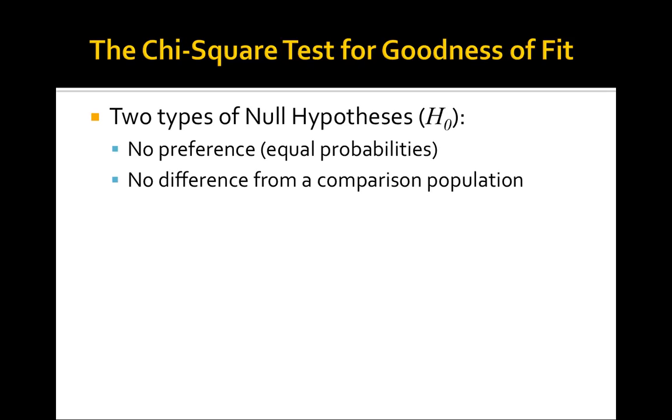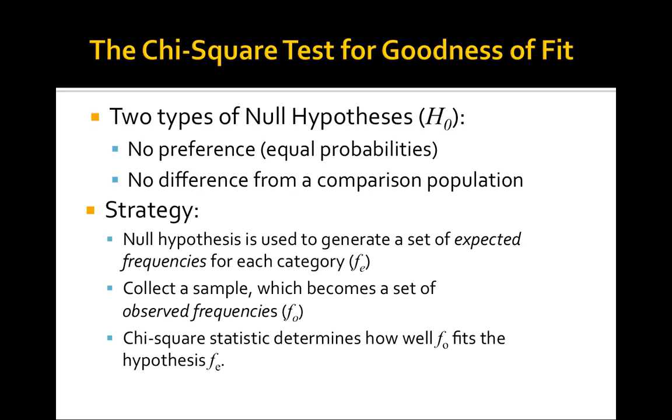We have two types of null hypotheses for the test of goodness of fit. One is that there is no preference among the different options. They're equal probabilities. The second type of null hypothesis is that there's no difference from a comparison population. That is, we are looking at a population that has a specific distribution, and we're saying that for the null hypothesis, our distribution has the same distribution as theirs.